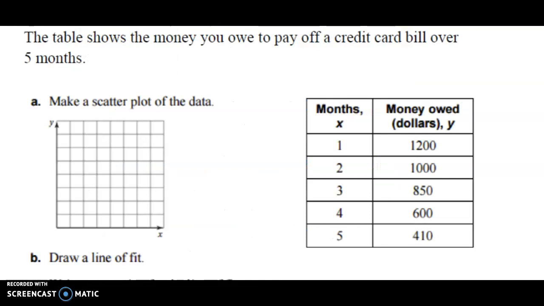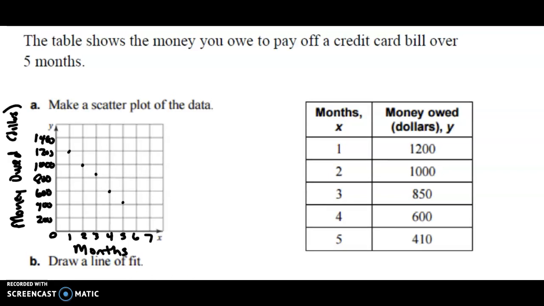All right, last problem. The table shows the money you owe to pay off a credit card bill over 5 months. And our first part here is to make a scatter plot of the data. I'd like you to go ahead and pause the video, label your X and Y axis, and plot those 5 points into your graph. Okay, it should look something like this. Again, our money owed was our y-axis, and our number of months was our x-axis. And there's your points. I went up by 200 on my y, so it fit nice, and 1 month each for the axis.